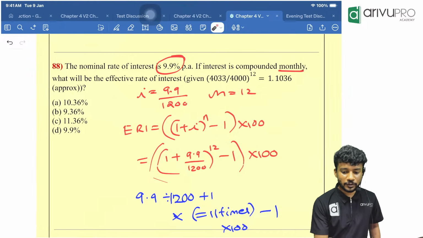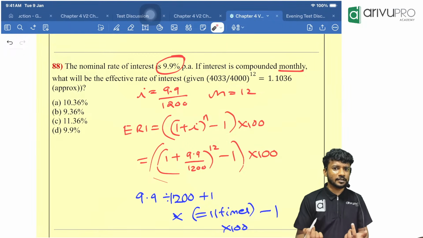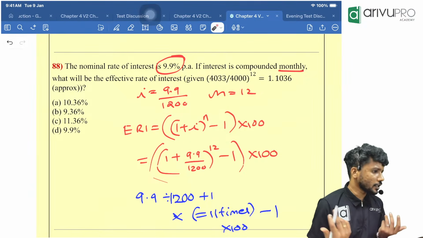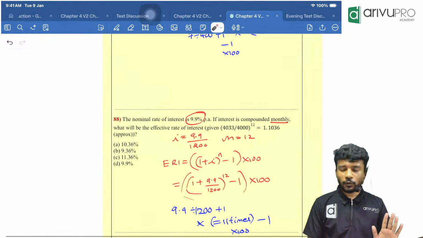Because now it's not given directly also. 4033 divided by 4000 raised to 12 is given. Yes, we can change the ratio and we can check. But at the end of the day, if you are doing it in this manner, you can go ahead with that.